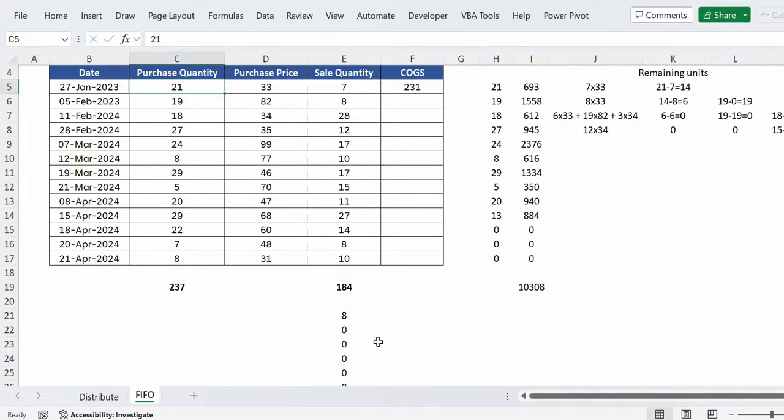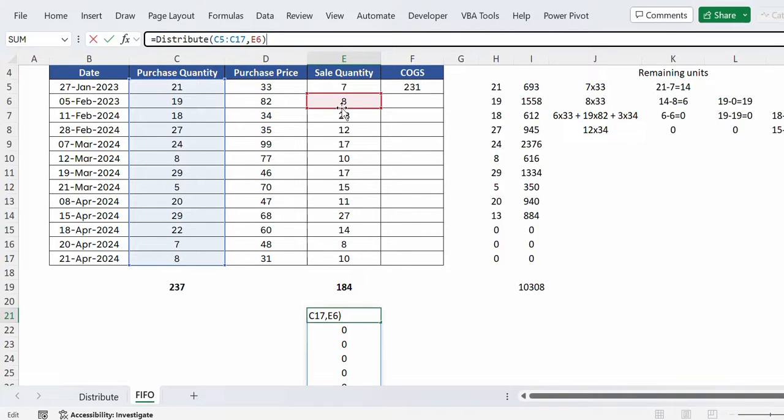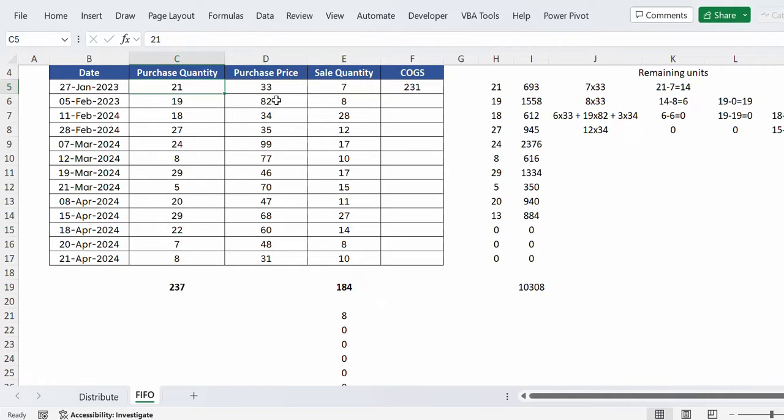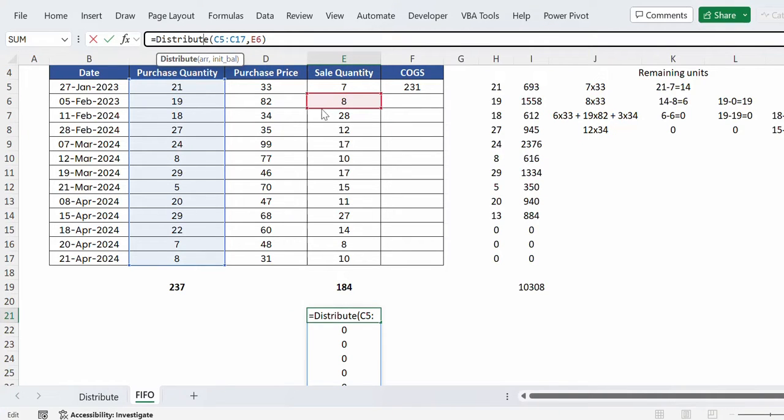So again, this 21 could completely cover this 8 here. So we are again getting the same result, that this 8 multiplied by 33 will give us the result, right? So that is also the same here. Now let's try to see the third case, and this is where things will get interesting, because until now this 21 could cover both 7 and 8, but it is not sufficient to cover this 28 as well. So we will need the support from this second purchase that we made on 5th of February. So now let's try to distribute this 28 among these purchase quantities.